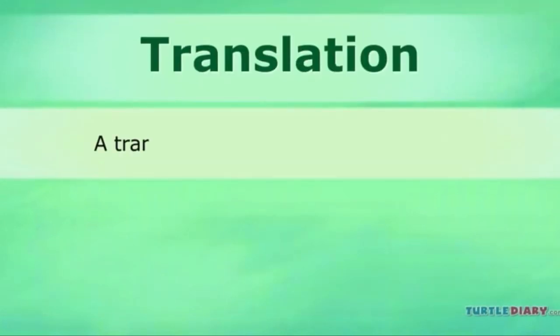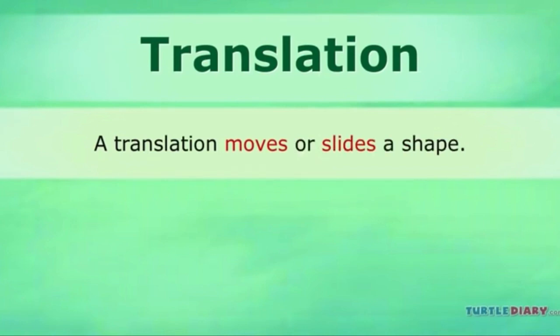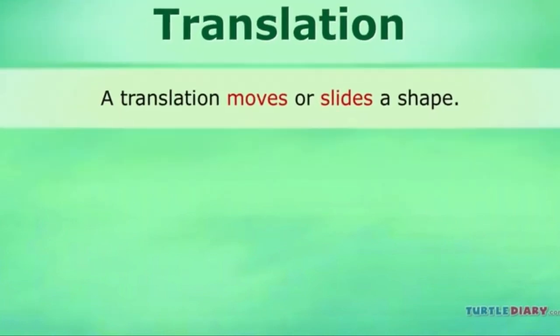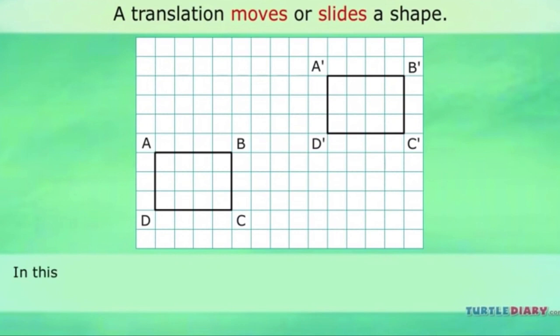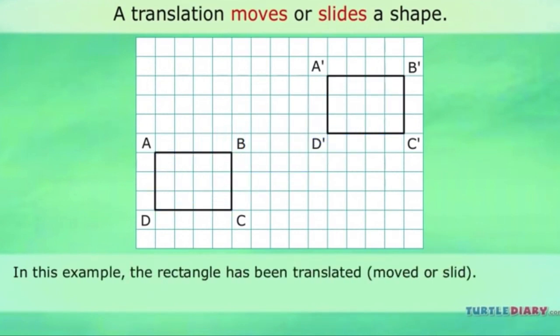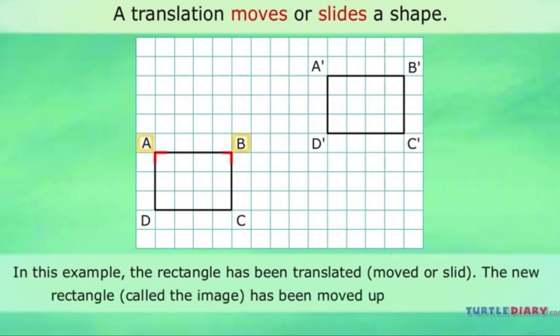Translation. A translation moves or slides a shape. In this example, the rectangle has been translated, moved, or slid. Or we can say that the vertices of the rectangle A, B, C, and D have been translated, moved, or slid to the points A dash, B dash, C dash, and D dash. The new rectangle, called the image, has been moved up and to the right.